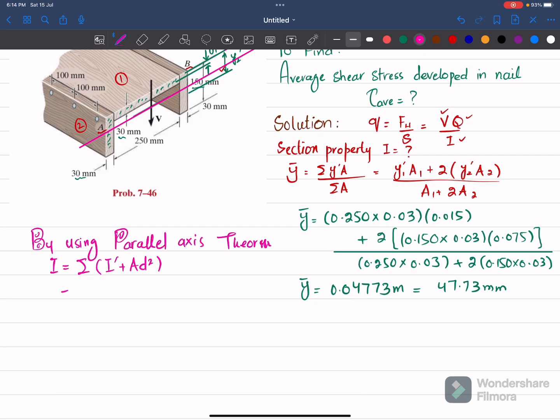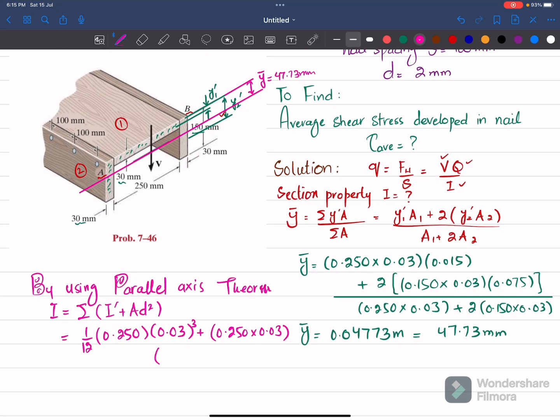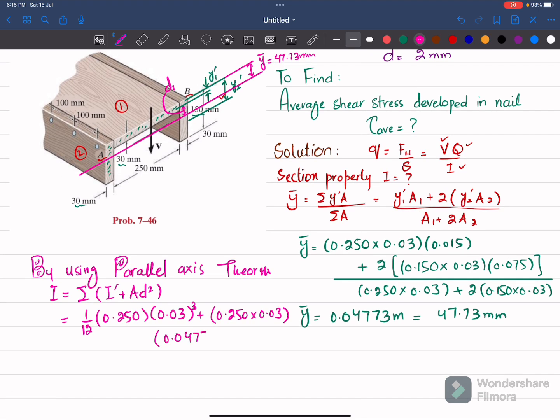For the first one, I am talking about this section. We first find its moment of inertia, which is 1 over 12, its breadth, into h cube, where h is 30 millimeter. So I write 1 over 12 times 0.250 meter into 0.03 whole cube, plus area, which is 0.250 into 0.03, into d square. Now what is d square? It is the distance from the neutral axis to the middle of this section. This is your d1, which is obtained if you subtract y1 dash from y dash. So in meters, 0.04773 minus 0.015, whole square, plus 2 times 1 over 12.